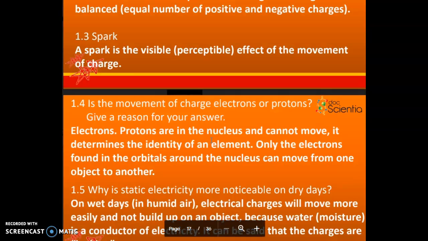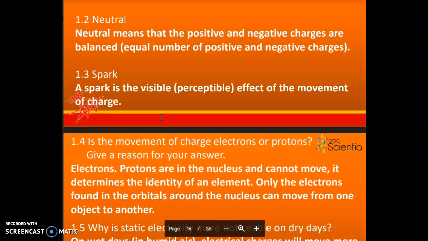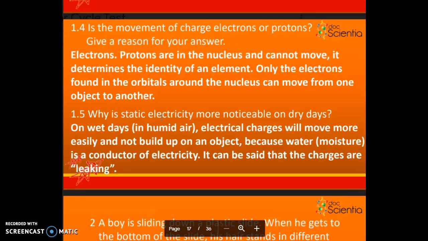1.3. A spark. A spark is the visible effect of the movement of charge. So something you can see. It is what you can see from the movement of the charge. 1.4. Is the movement of charge electrons or protons? And give a reason for your answer.